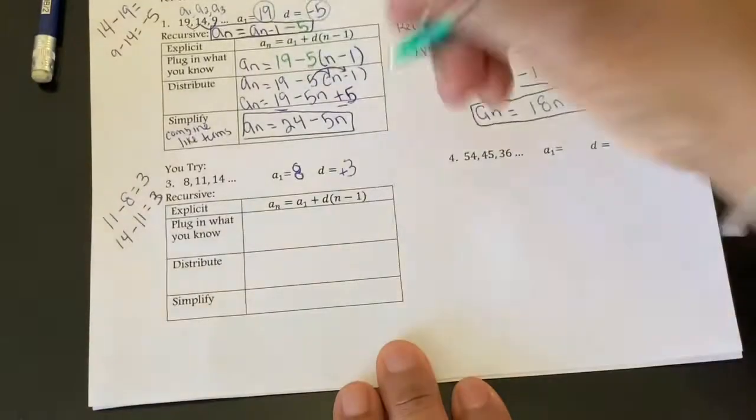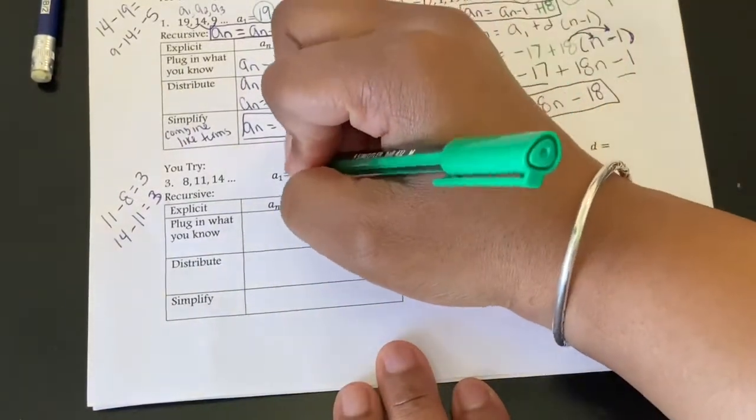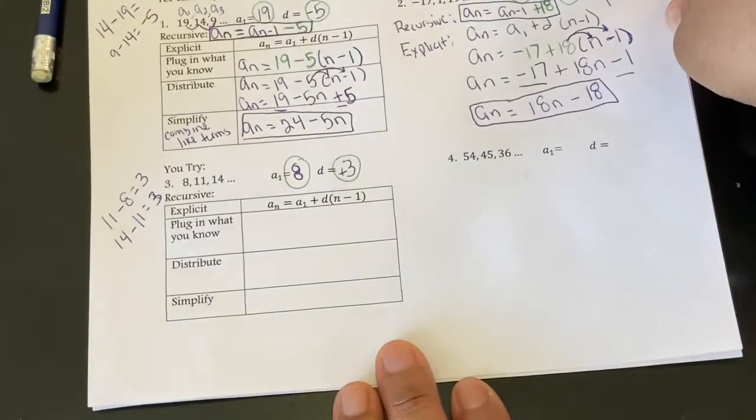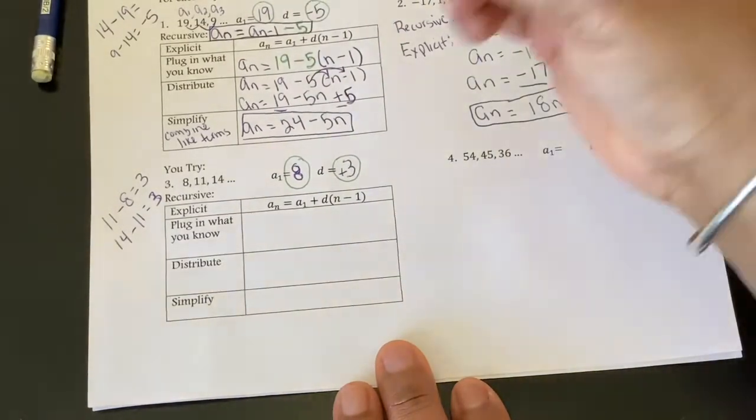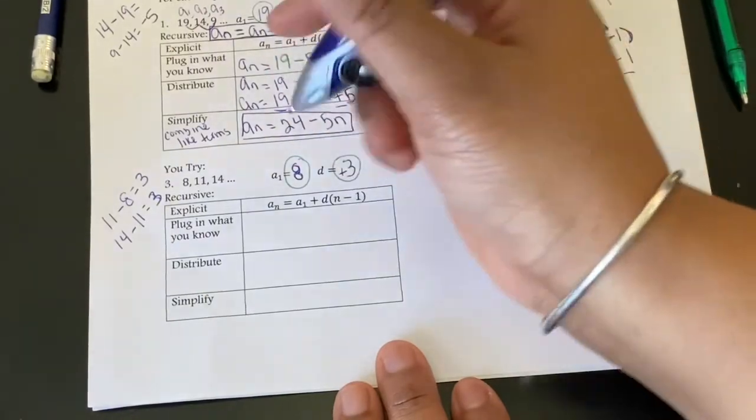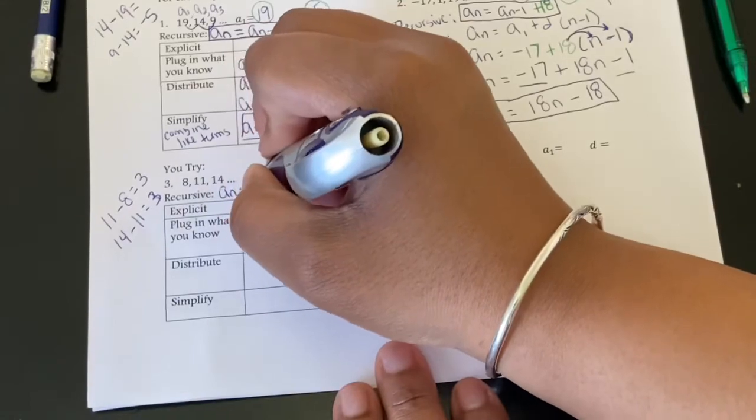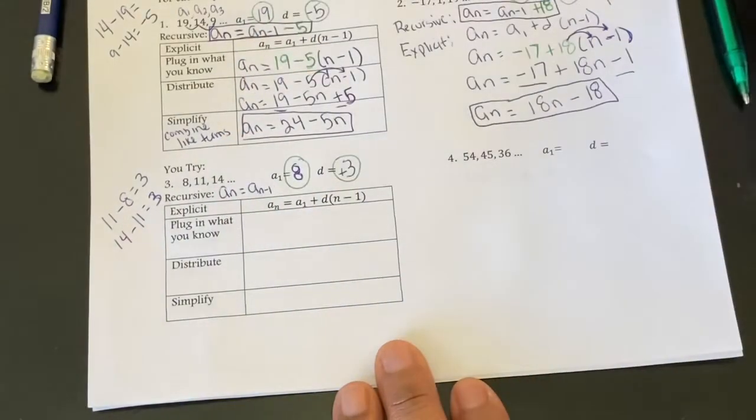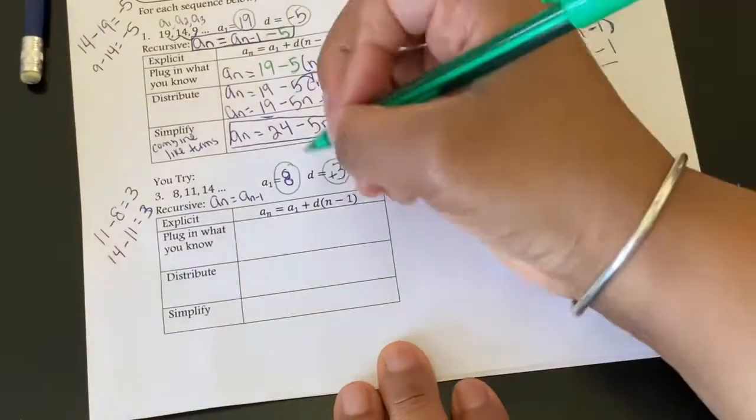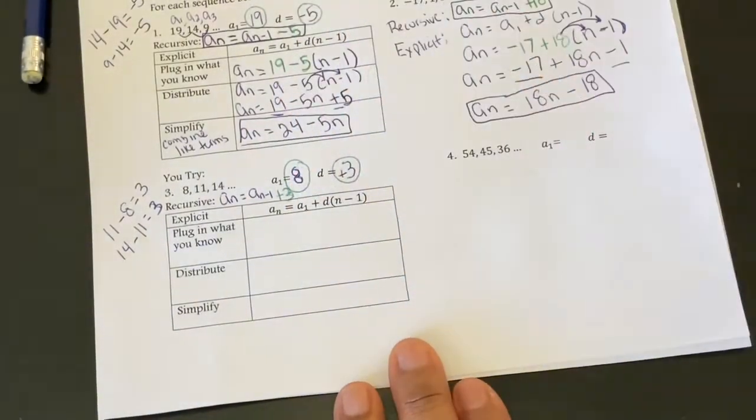Now I have two things that I know. I know my common difference is positive 3. I know my first term is 8. Now for recursive, I'm just going to plug those in. Recursive says a sub n equals a sub n minus 1. Those are two things we don't know. And I do know my common difference, so I'm just going to plug it in, plus 3. And I'm done with the recursive.